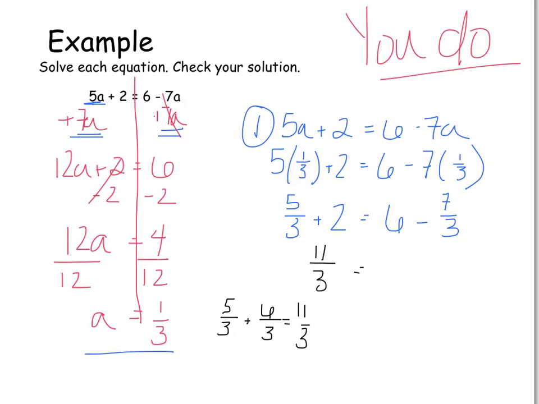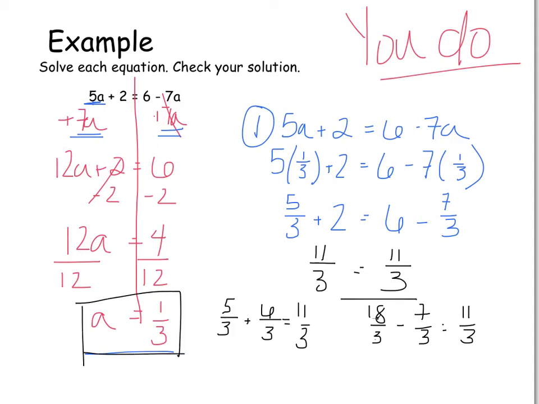All right, let's try this right side. Hopefully we get 11/3. 6 over 1 minus 7 over 3. We'll get our common denominator of 3, and we have 6 on top. 3 times 6 is 18. 18 minus 7, we get 11/3, which is great because that's what we had on the left side. So my correct answer is a equal 1/3.